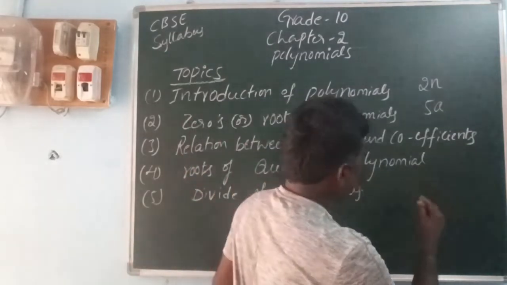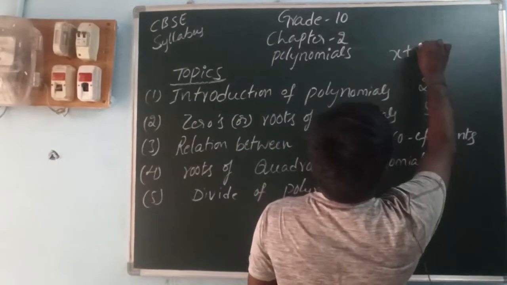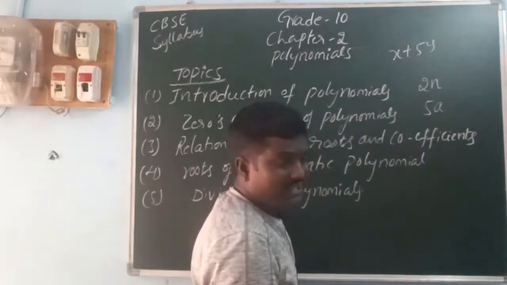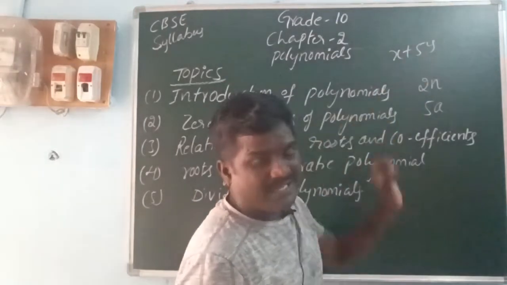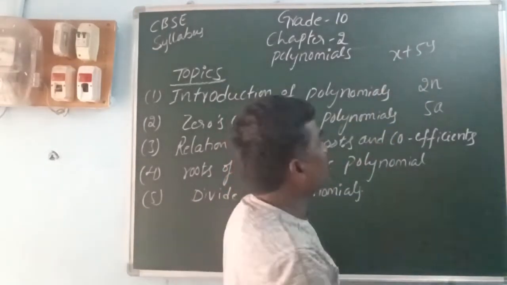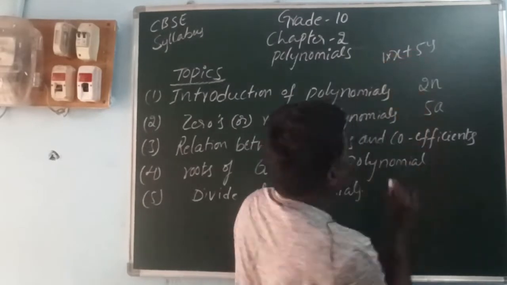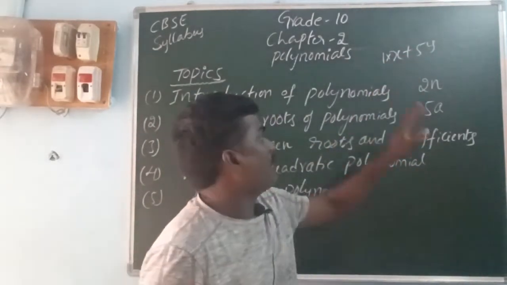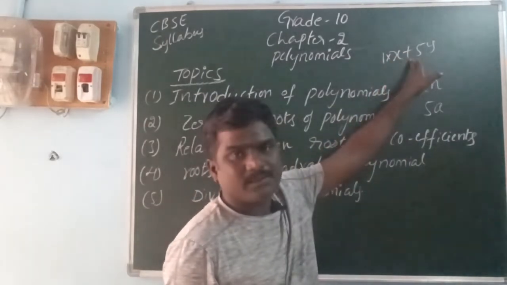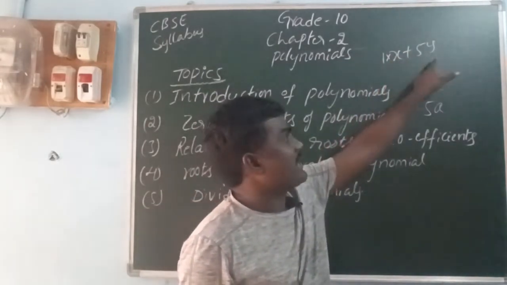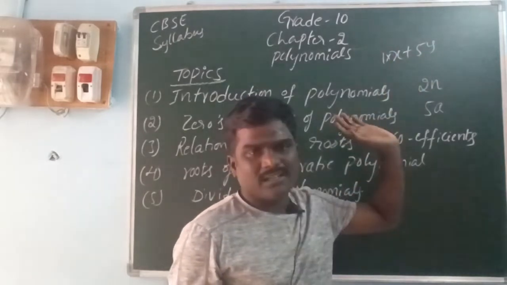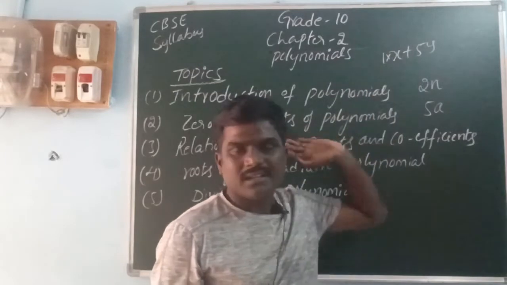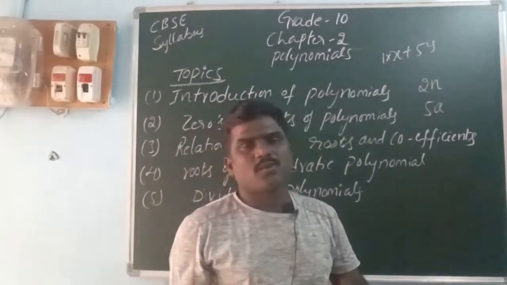For example, you take x plus 5y. Here the variables are x and y. The constant is 5. When 1 is multiplied with anything, we get the same, so x we can write as 1 into x. What are the binary operations here? Into, plus. Variables are x, y. Constants 1, 5. So variables and constants combined with binary operations are called an expression.